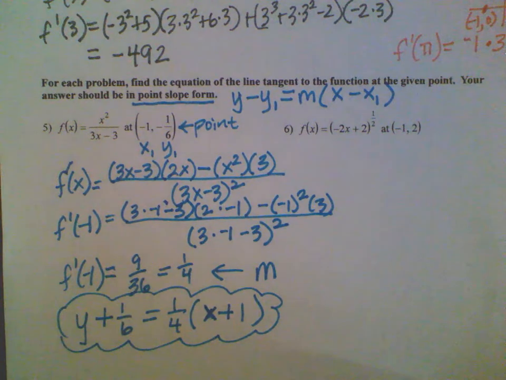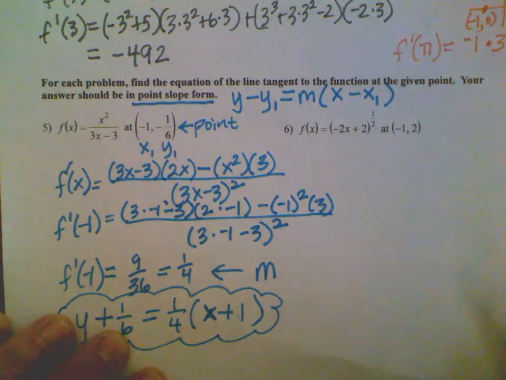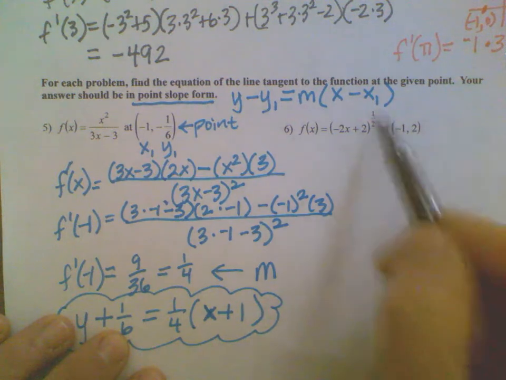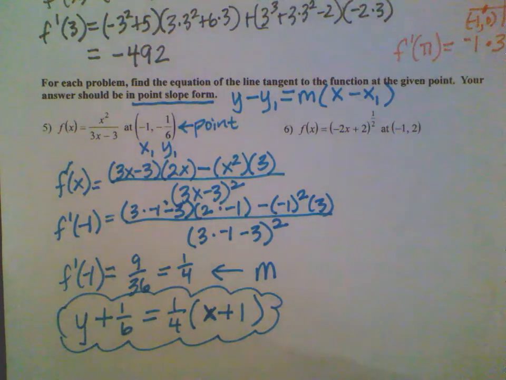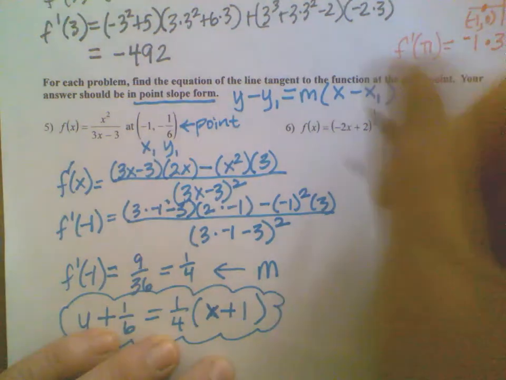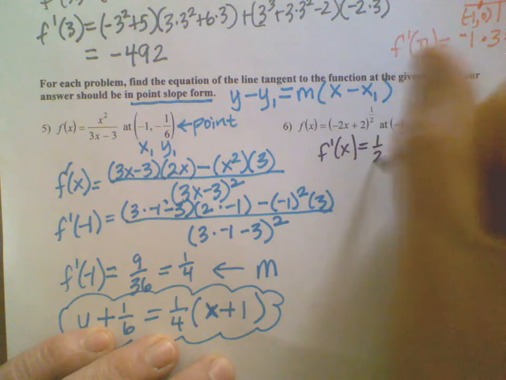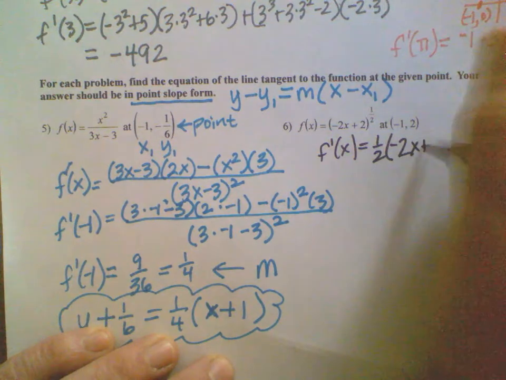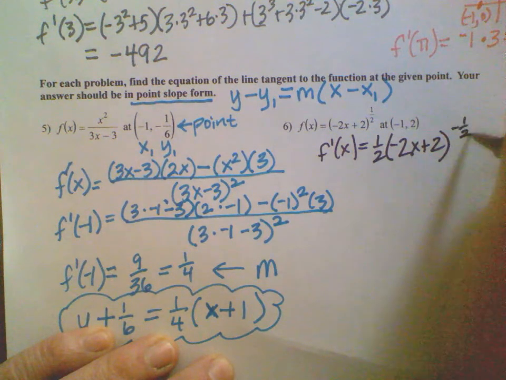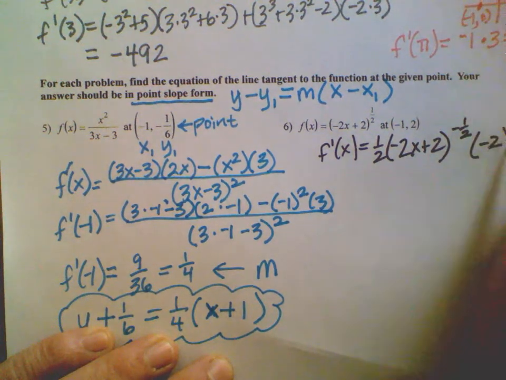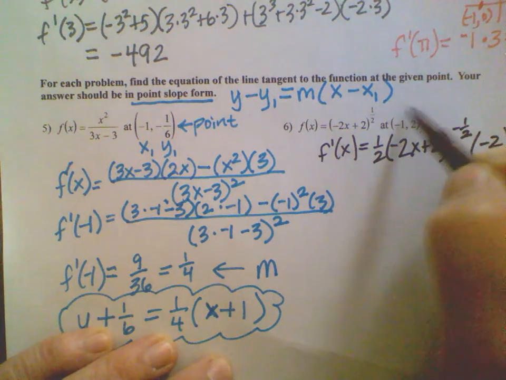So again, this would be a great time for you to pause the video and give number 6 a try and then come back and take a look at it when you're done. It has another one of those rational powers, so you can work your hand at that one. So f prime of x is 1/2 times -2x plus 2 raised to the -1/2 power times the derivative of the inside, which is -2.